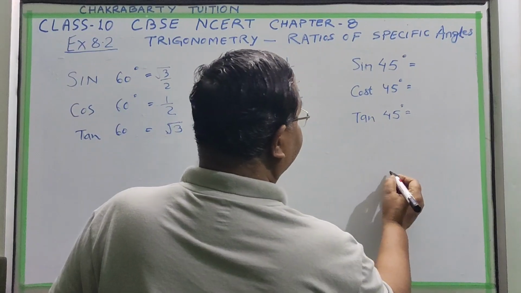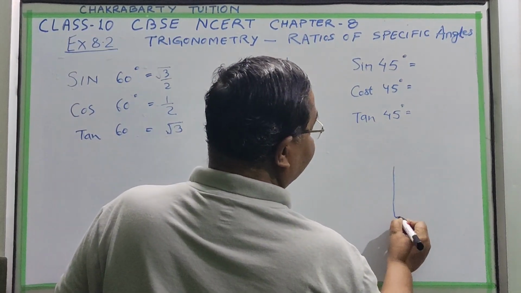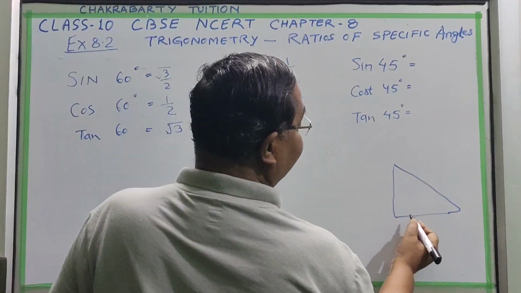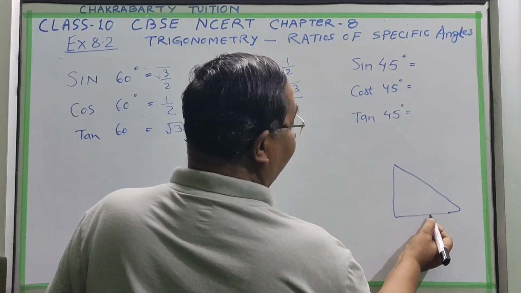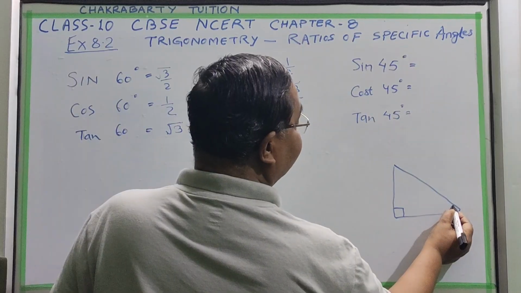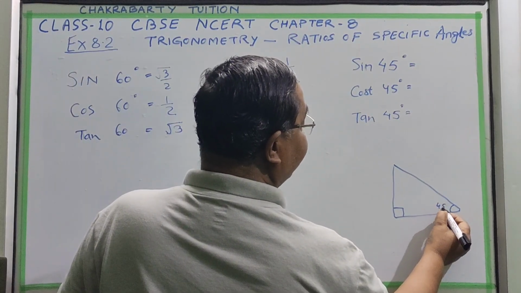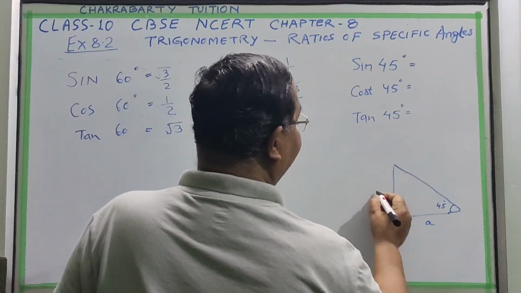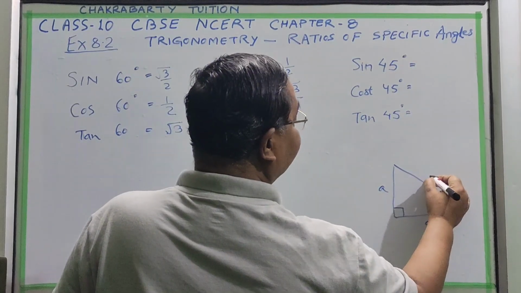Similarly, for 45 degree, you draw it like this. Two sides are equal, this side and this side, so it is an isosceles triangle. And here it is 90 degree, so here it will be 45 degree and here also 45 degree. You take the sides as a and a. Then what will it be?